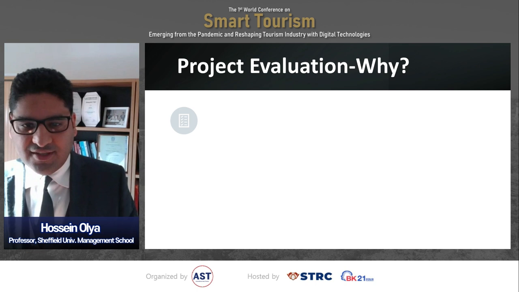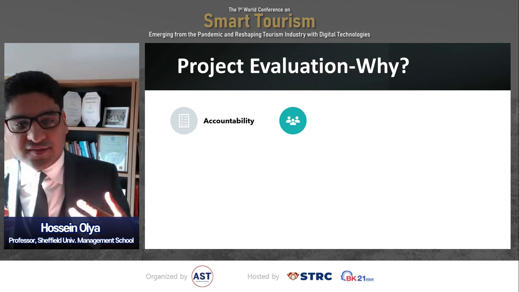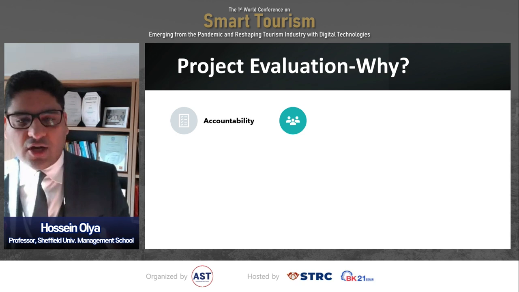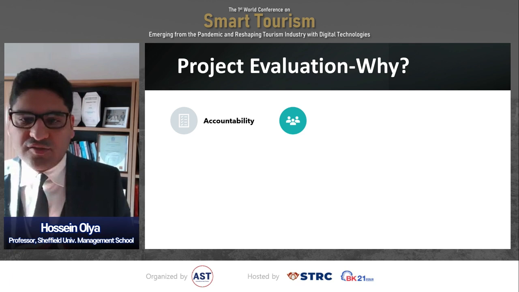So evaluation is very important because it measures accountability. You receive a budget, and you need to stay accountable for the money that you receive as a lead project, as a government, as an organization. So at some point you need to evaluate your project and produce reports that show how you spent the money and how you used the resources to satisfy the objectives of the research.